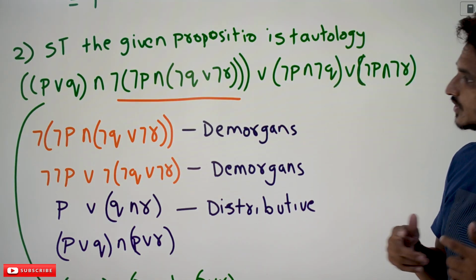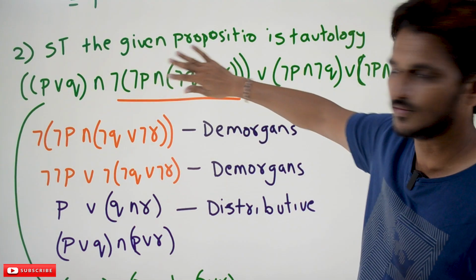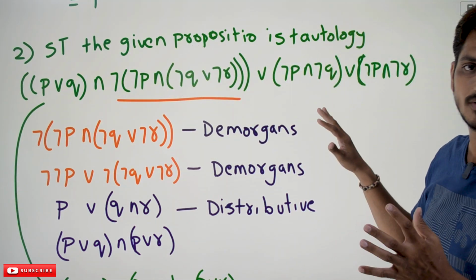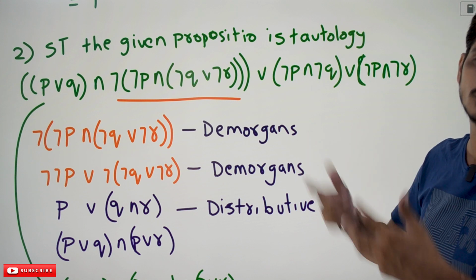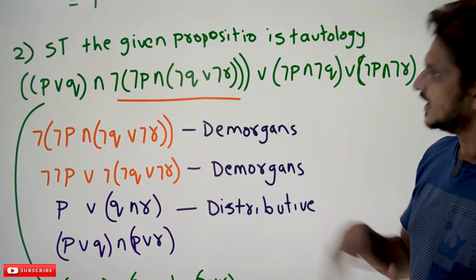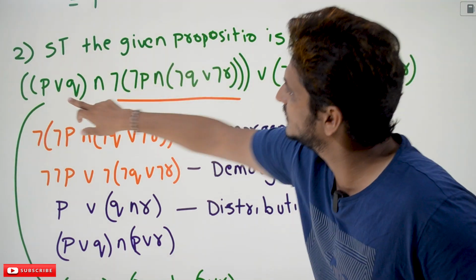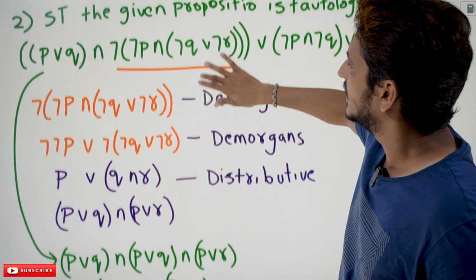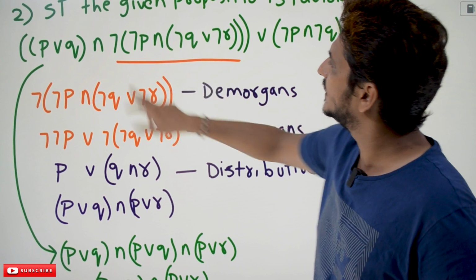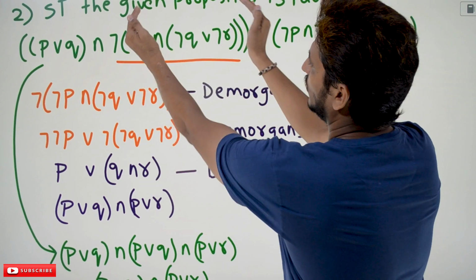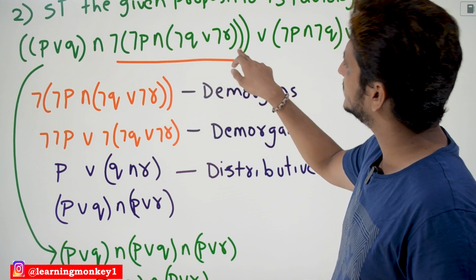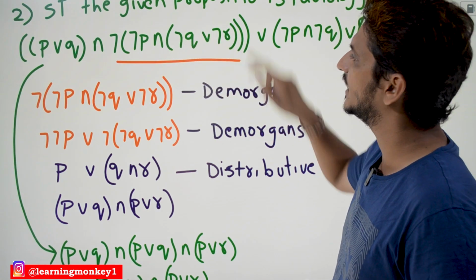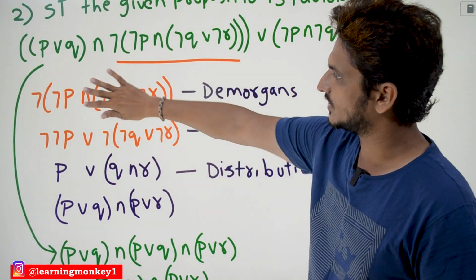So always try to reduce, first reduce the second equation, then reduce the third equation, then join. We check that, this is how we need to check. Let's take the second equation. This is first equation, this is second equation. Let's take the second equation: negation of brackets negation P, conjunction, brackets negation Q, disjunction, negation R. So this is written like that.